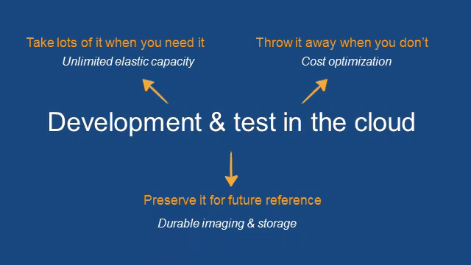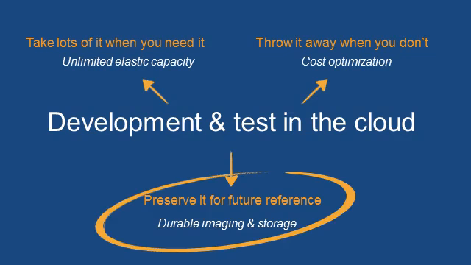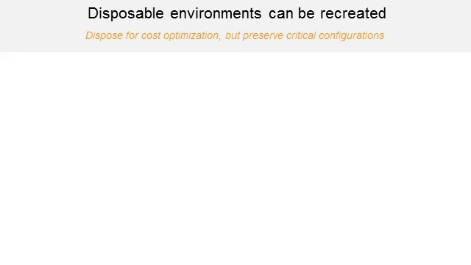So the last thing we're going to look at is environment preservation. So how you can use durable imaging and storage to preserve environments in the event that you need to roll back to them for some of the reasons that I've already discussed earlier in the session. It's very easy with AWS to recreate an environment. So the ways and tools that you can use for that.